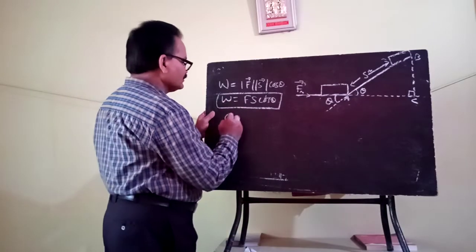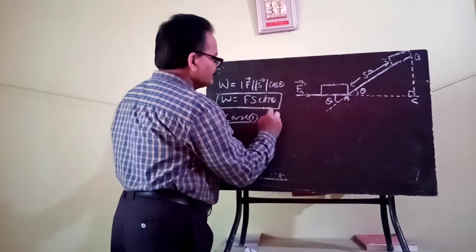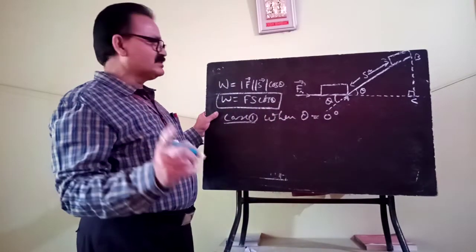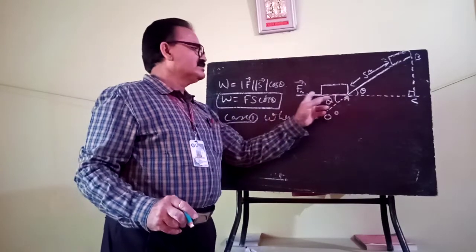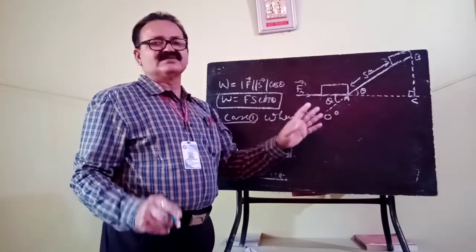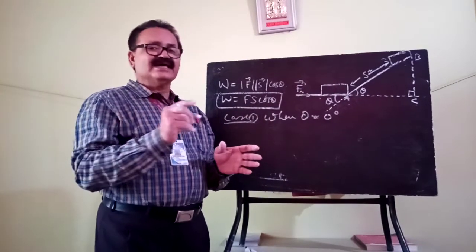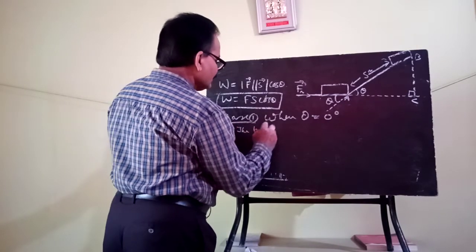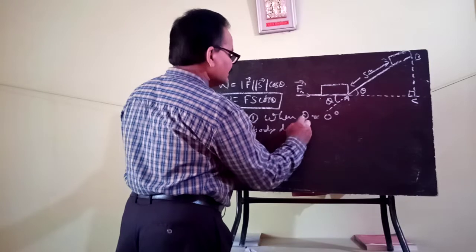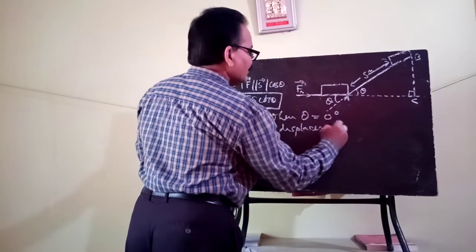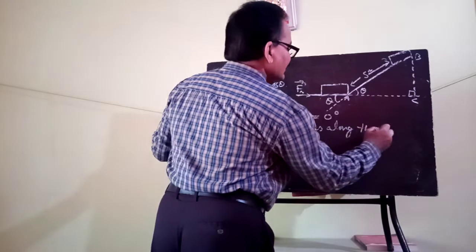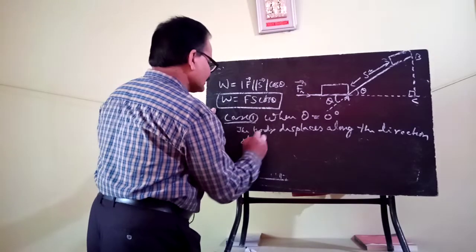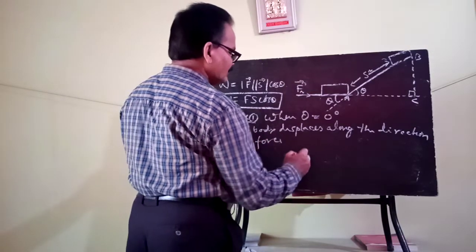So case 1, when theta is equal to 0 degrees. When theta is equal to 0 degrees, that means the angle between the force and displacement is 0. That means the body displaces along the direction of force. When theta is 0 degrees, the body displaces along the direction of force.